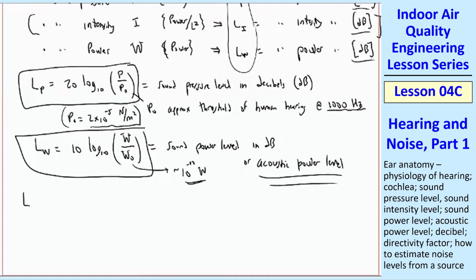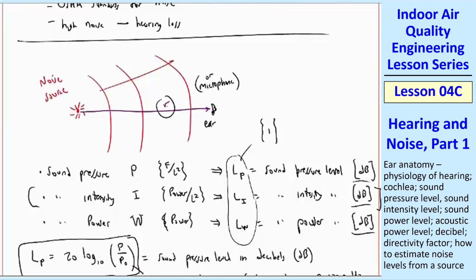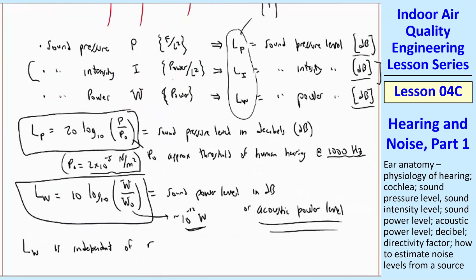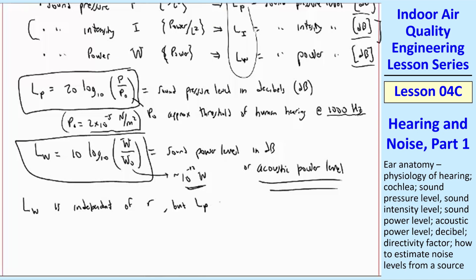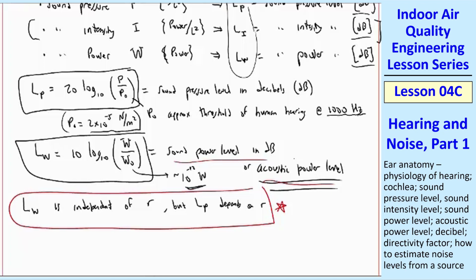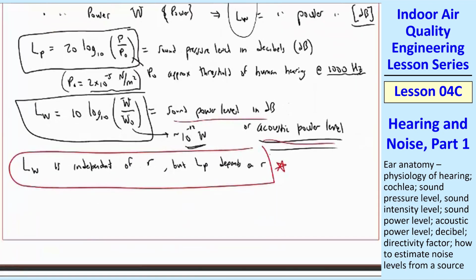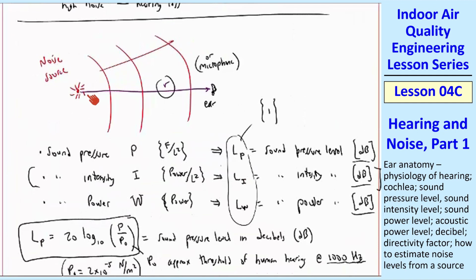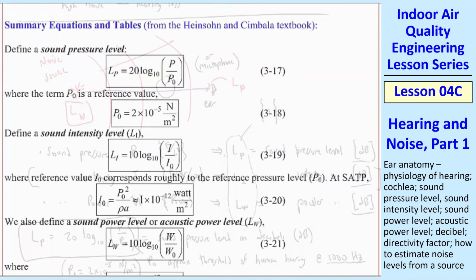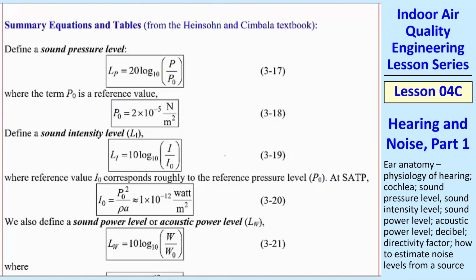The big difference here is that LW is independent of distance, this radius R, distance from the source. LW is independent of R, but LP depends on R. LW is caused by the noise, and it doesn't matter who's listening or how far you're standing away from it and hearing it, it makes some sound. It's just the power of the sound. So this sound source is where we talk about our LW, and then at the hearing location, that's where we talk about LP. I have a summary of equations and tables from our textbook.